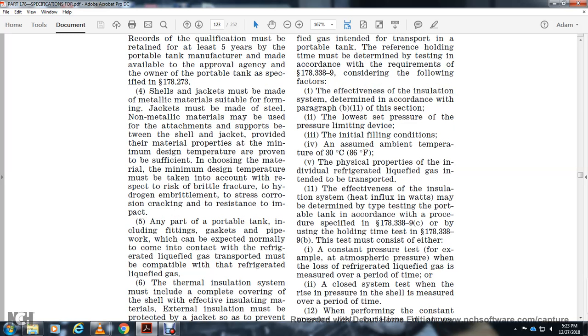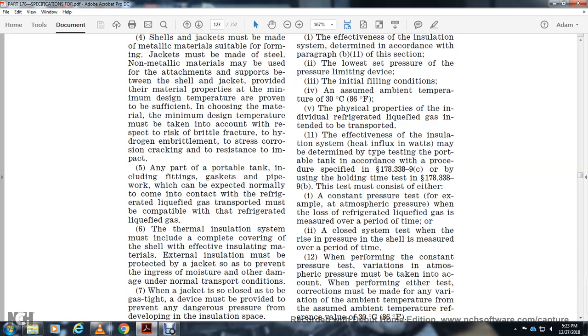A part of the portable tank, including fittings, gaskets, and pipework, which is expected normally to come in contact with the refrigerated liquefied gases transported, must be compatible with the refrigerated liquid gas. The thermal insulation system must include a complete covering of the shell with the effect of the insulation material. The external insulation must be protected with a jacket so that it prevents the ingress of moisture or other damage under normal transportation conditions.